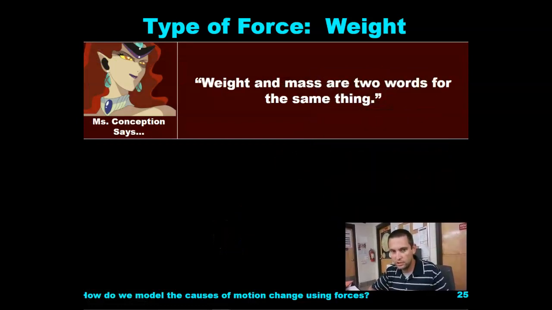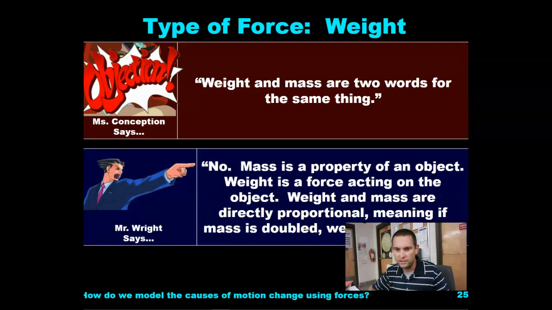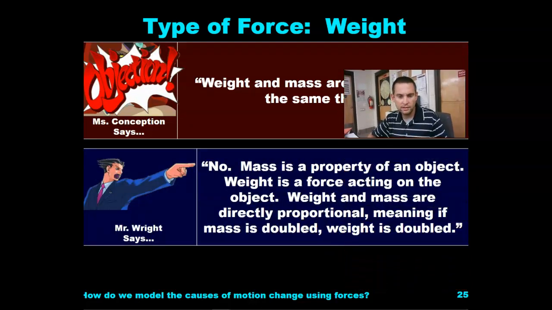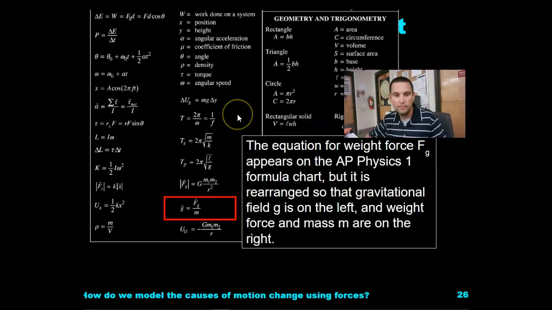Misconception. She says, weight and mass are two words for the same thing. Mr. Wright says, no, mass is a property of an object. Weight is a force acting on the object. Weight and mass are directly proportional, meaning that if mass is doubled, weight is also going to be doubled. So even though they feel like the same thing, they sound like the same thing, they are different. They are proportional to each other, but they are different.